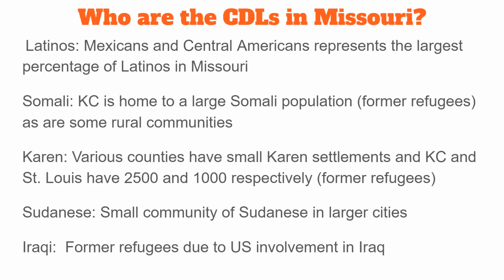Okay, so I think we're almost to the end of our presentation. This last slide is a breakdown of the ELLs, the CLDs, in Missouri. The largest number are Latinos from Mexico and Central America. The second largest groups are Somalis, Koreans, Sudanese, and Iraqis. So those are the students that you will have in Missouri classrooms. And I'm sure those groups change throughout the country. This is a list from Missouri.